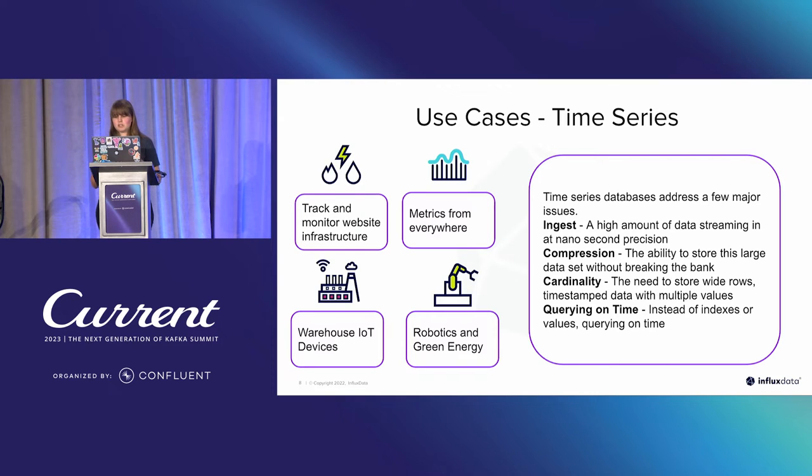Cardinality: this is when you need to store wide rows, timestamp data with tons of values. Those are those traces I was talking about before. So instead of, like I said, a simple temperature with a value, you're talking about like 60 different little pieces of information that need to be stored.